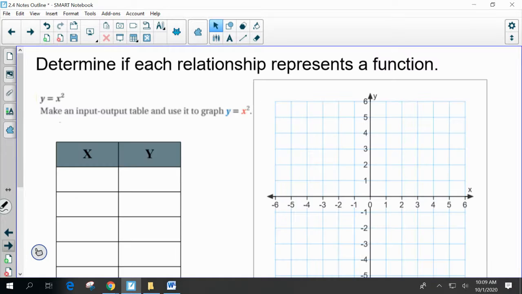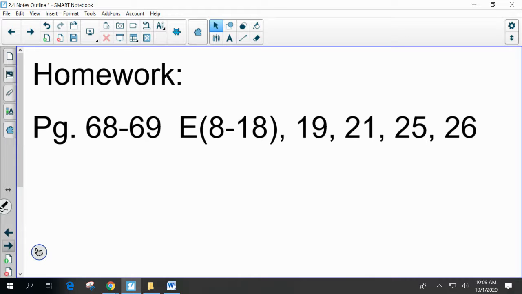Okay, so for your assignment, you're going to do page 68 and 69, and you'll need 3 graphs.